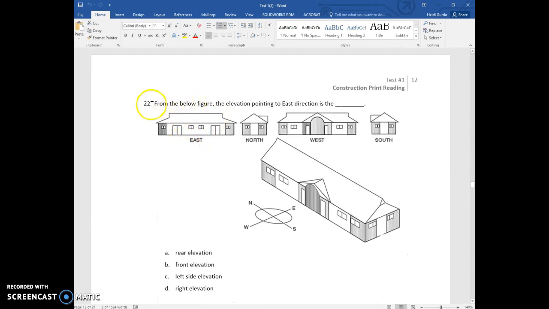Now a lot of you answered the north elevation right, but for some reason you got this one wrong. It says the elevation pointing to the east. So if north we said was the left end of the house, then east would be the rear end of the house.